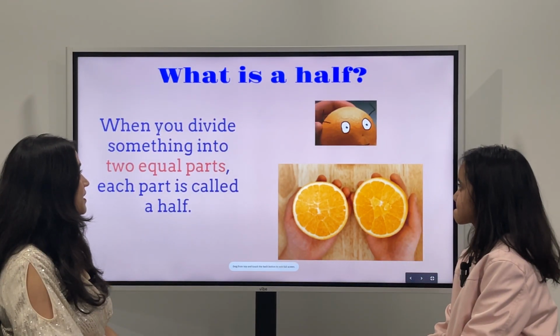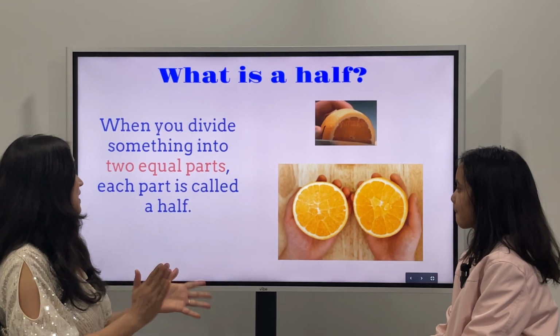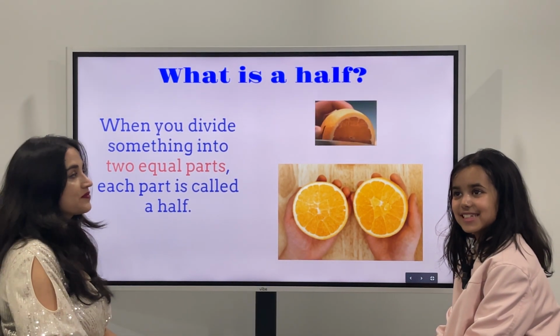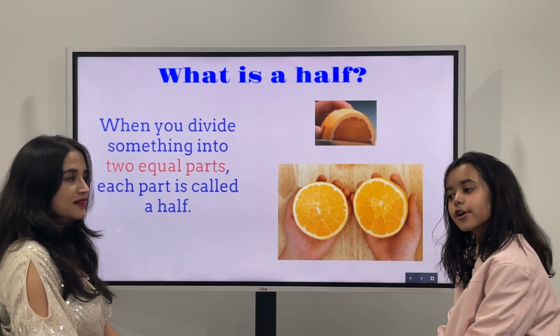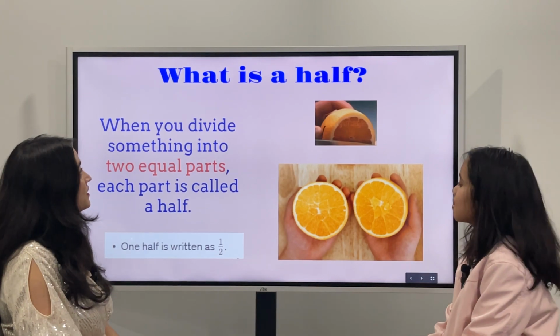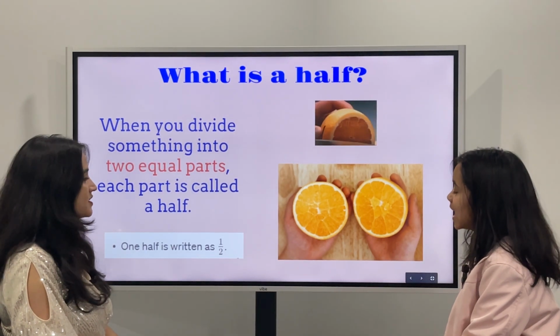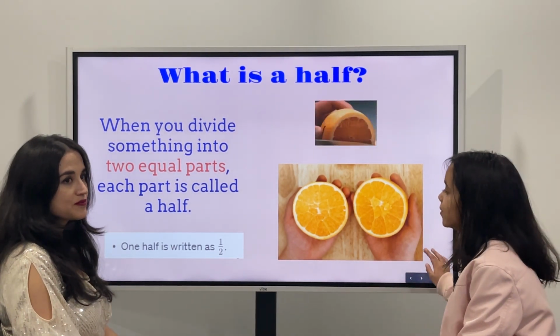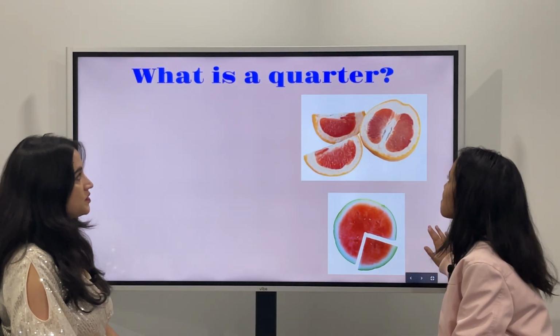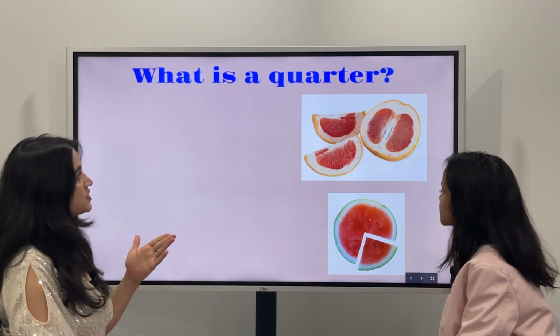So when you divide something into 2 equal parts, each part is called a half. So that's a fraction. Okay, move to the next slide. And I forgot to tell you that there's a surprise at the end. 1/2 is written as 1/2, or 1 out of 2. So now we talked about half. Now it is a quarter.